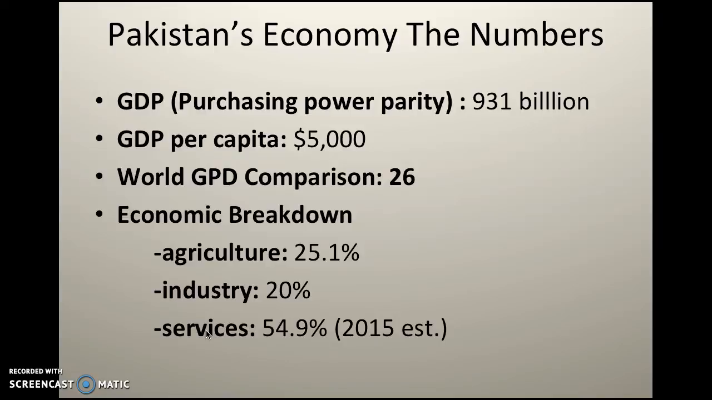So their GDP is 9.31 billion per capita, so per citizen it's 5,000. Their world GDP comparison, so how much kind of economic power they have in a ranking, is 26. And the breakdown of their economy is agriculture is 25%, industry is 20%, and services are 54.9%.